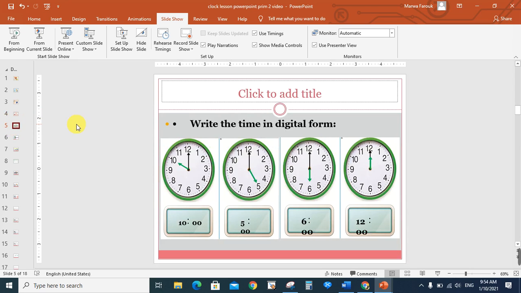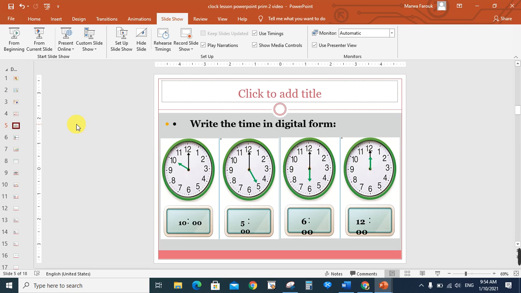Here write the time in digital form. The first one, the short hand on 10 and the long hand on 12. So it's 10 o'clock. The second one here, the short hand on 5 and the long hand on 12. So it's 5 o'clock.